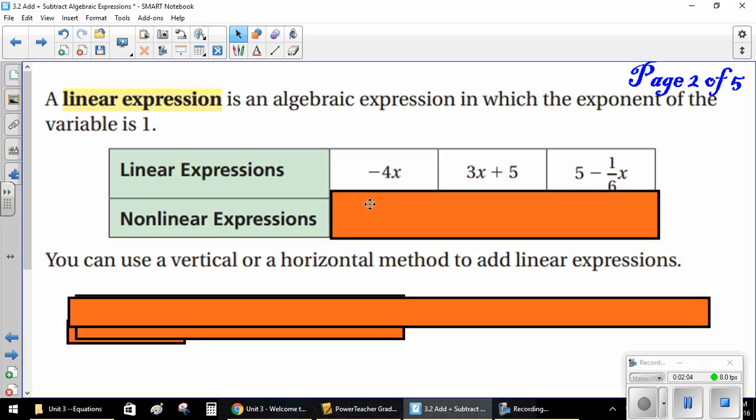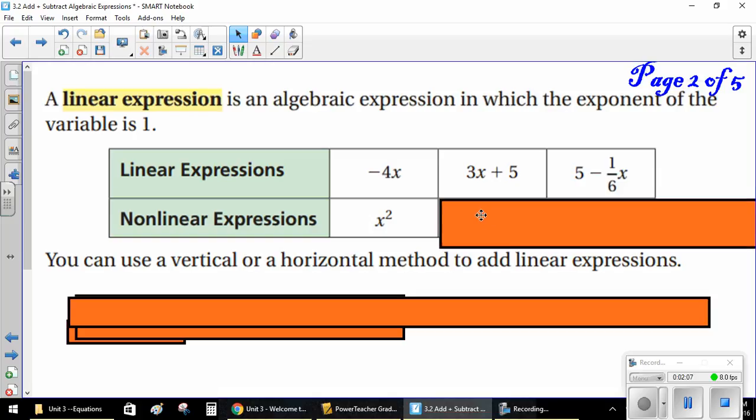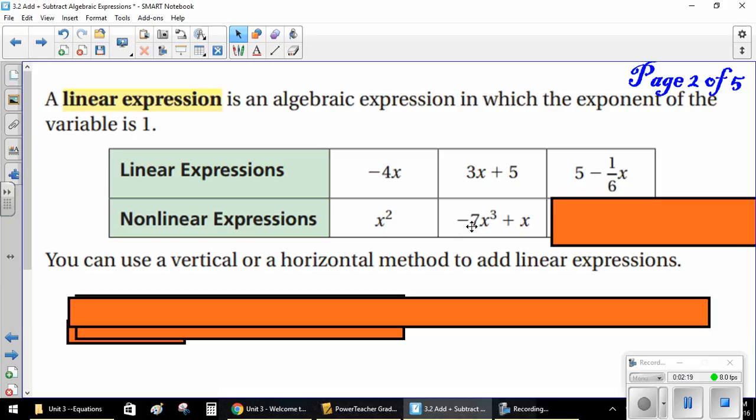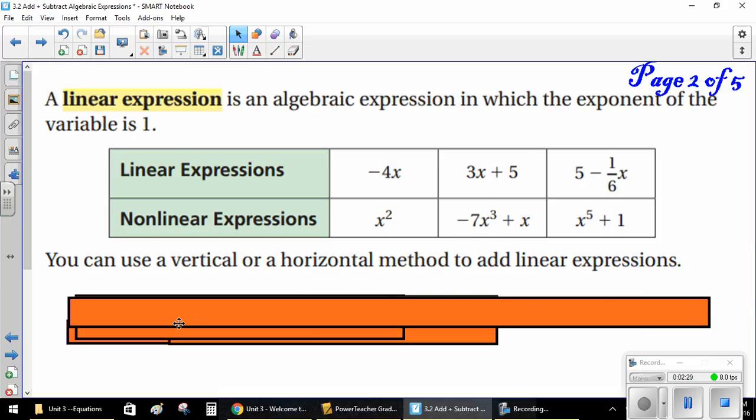So some nonlinear expressions would be x squared. So you see how the variable has an exponent of 2? That would be nonlinear. If you graph this, you're not going to get a line. 7x to the third power, this variable has a power that's greater than 1. So this entire expression is not linear. And finally, x to the 5th power plus 1. Again, nonlinear. If I graph this, you are not going to get a line because the exponent here is not 1.